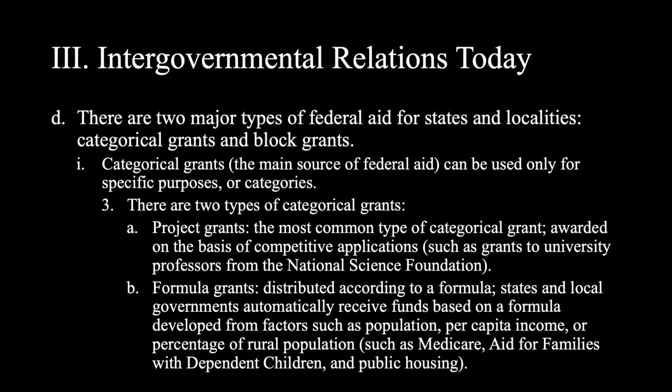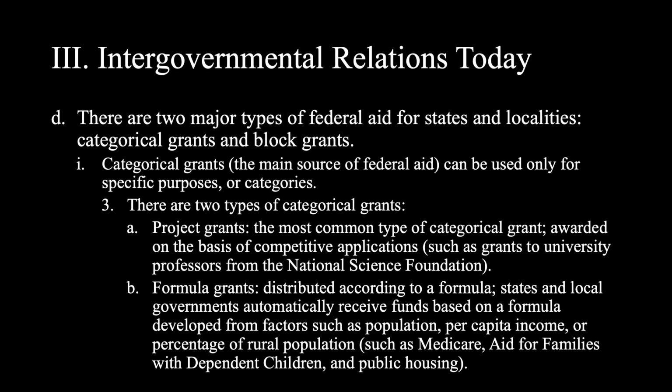States and local governments receive certain funds based on a number of different factors. For example, population, the per capita income. Per capita is how much money is made per person. It's a way to compare, say, Ripon, California income to San Francisco income. What percentage of rural population do we have? You've got things like Medicare, AFDC, aid to families with dependent children, public housing. All of this is going to be based on a formula.